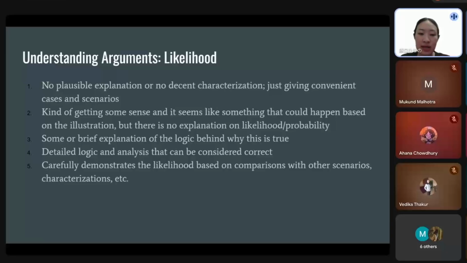That shows that parents are likely to have the conservative value, and then they also try to teach it to the children because they think it is important and beneficial. This explains there is a detailed logic on the process of thinking of a parent and the process of behavior the parents will take, which has a more detailed explanation compared to the other three levels. The last level carefully demonstrates the likelihood based on the comparison with other scenarios, characterization, etc.